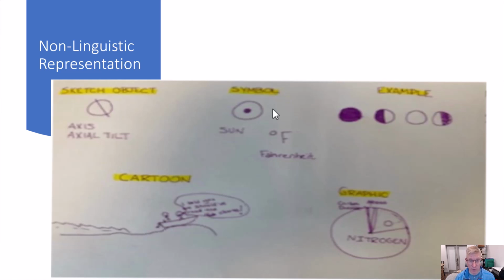Sketch a cartoon or a vignette if the term is more abstract, and maybe a thought or a speech bubble can help students better understand that word. You can also use a graphic to help better understand the word. These non-linguistic ideas, yeah, they can be part of the Frayer model, or they can be used to annotate readings or take notes, among other ideas.